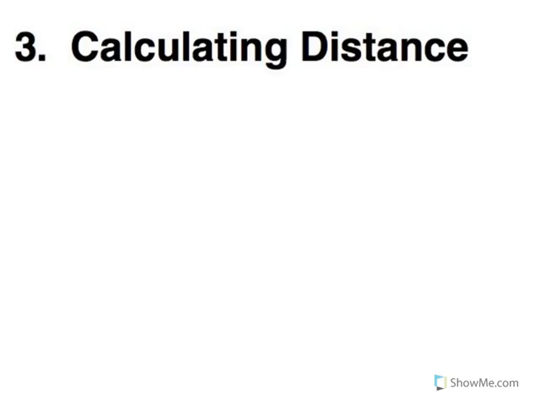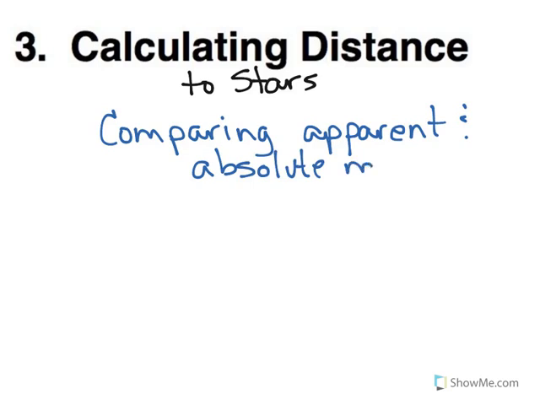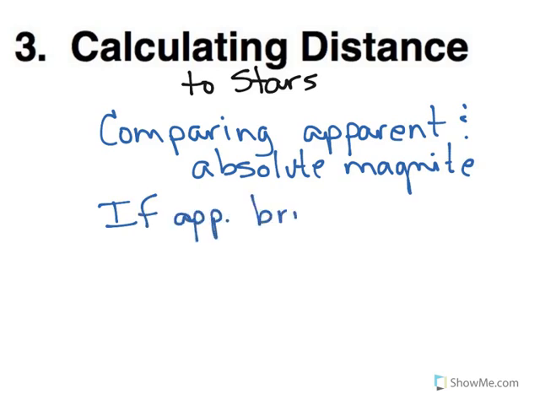calculating distance, and in particular distance to stars, though later we'll actually see the same equation for calculating distances to galaxies. So up to this point we've been comparing apparent and absolute magnitudes and qualitatively determining distance. So we had our general rule of thumb: if apparent is brighter, then it's closer than 10 parsecs.